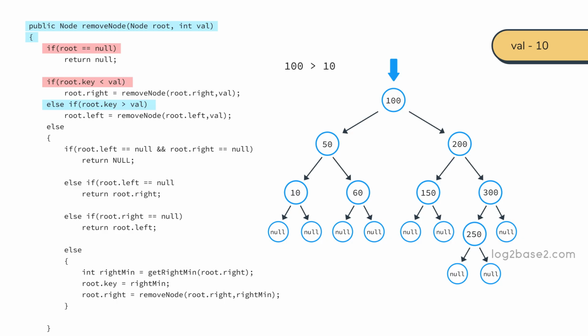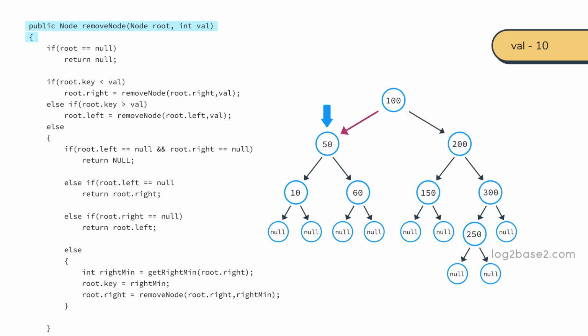Similarly, to pass a subtree, you can pass the root of its subtree. We have root left equal to remove node of root left comma val. So if 10 is present in this left subtree, it will be deleted and that subtree will be returned to this function and it will be updated here.